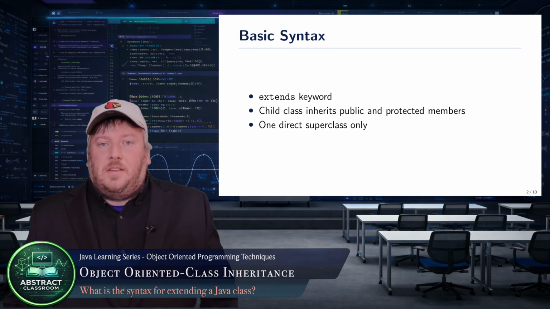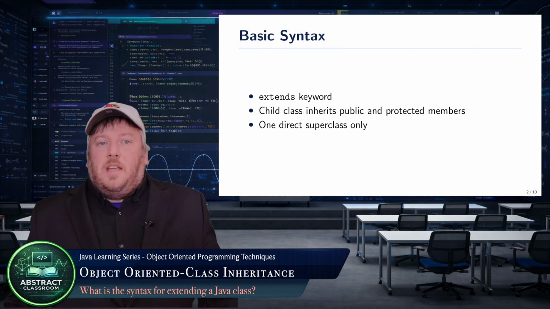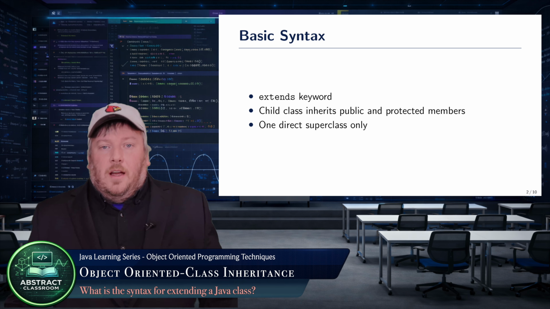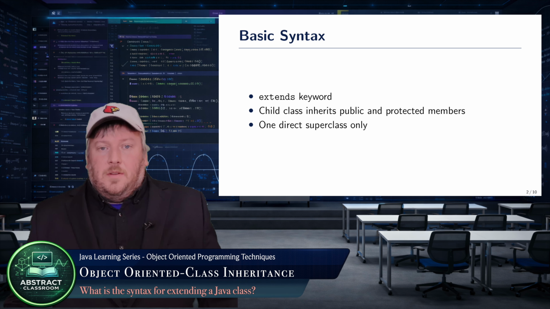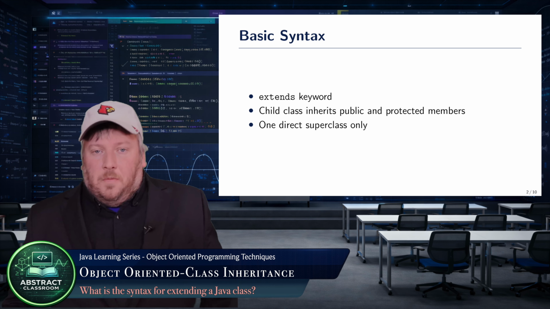To extend a class in Java, we use the extends keyword. The subclass automatically inherits all public and protected members of its parent class. Java only allows a class to extend one direct superclass, which keeps the inheritance structure simple and avoids ambiguity. Other object-oriented languages, such as C++, allow a class to extend multiple classes. This can lead to situations called the diamond problem, but that'll be out of scope for this lecture.